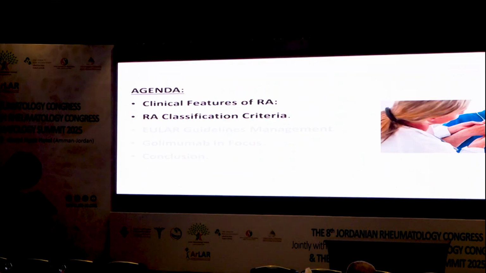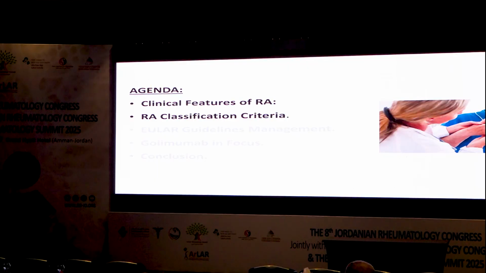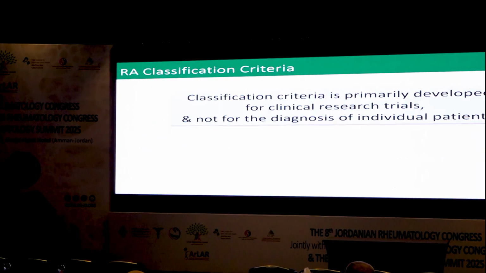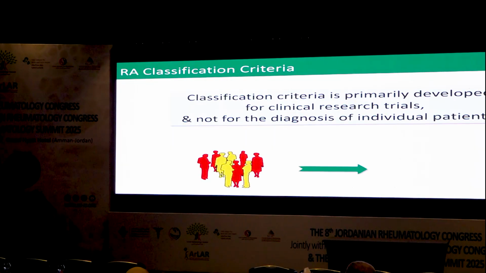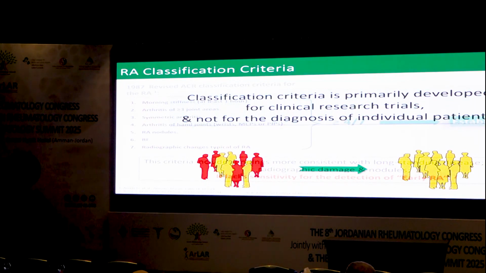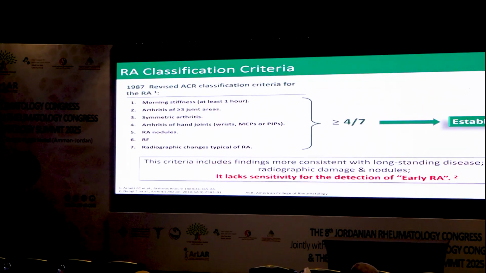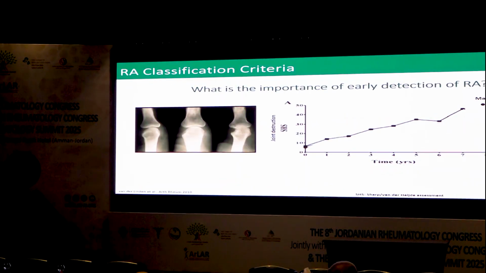The classification criteria are primarily developed for clinical research, as we all know, and not for the diagnosis of individual patients. However, the old criteria of the American College of Rheumatology from 1987 are usually used to classify established rheumatoid arthritis, because these criteria include findings more consistent with long-standing disease, such as radiographic damage. So it lacks sensitivity for detection of early rheumatoid arthritis. This graph is important, as it shows the importance of early detection of rheumatoid arthritis.